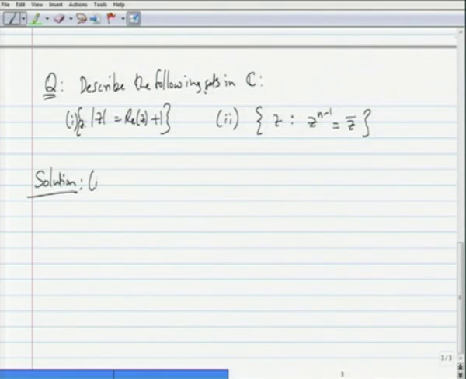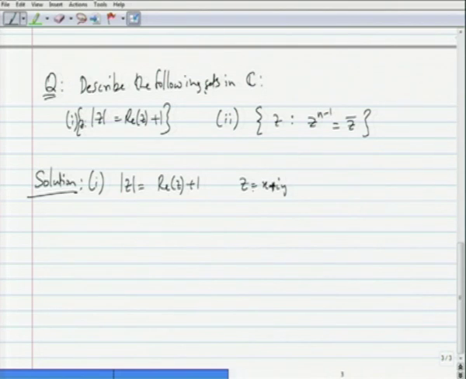Okay. So, the first set, we can do this problem analytically. What I mean by that is we will consider mod z, which is equal to the real part of z plus 1. So, allow me to write z as x plus i y, and then I can use my knowledge of the plane to come up with the description of the set.